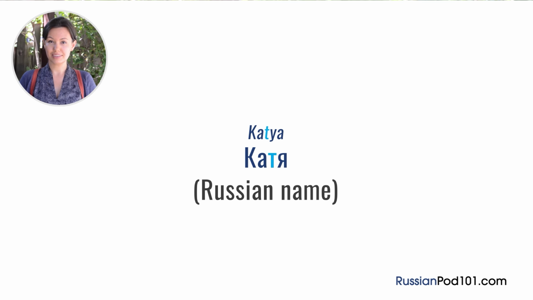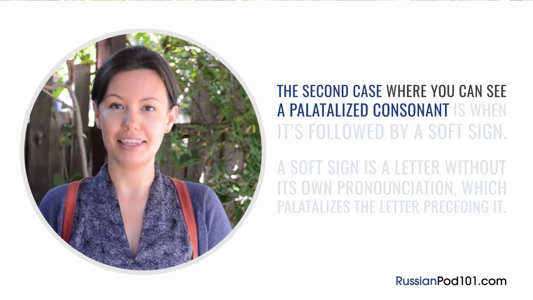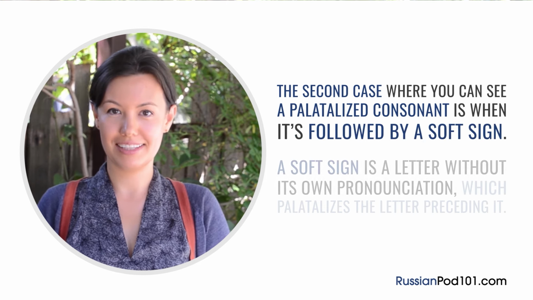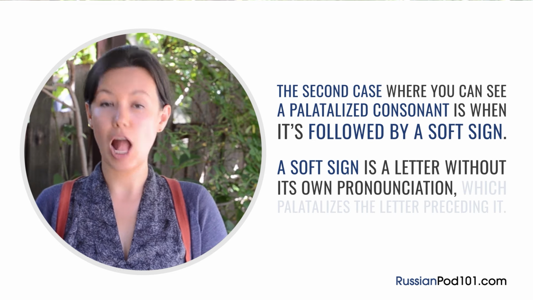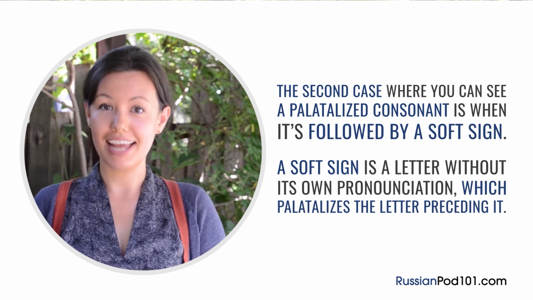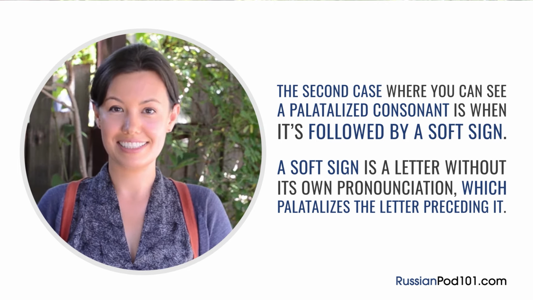However, T is soft and palatalized because it's followed by the counterpart of the sound A, ya, Katya. The second case, when you can hear a palatalized consonant, is when it's followed by a soft sign. A soft sign is a letter without a sound pronunciation. What this letter does is it softens or palatalizes the sound preceding it.